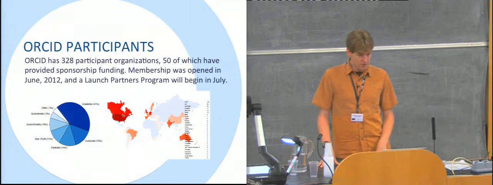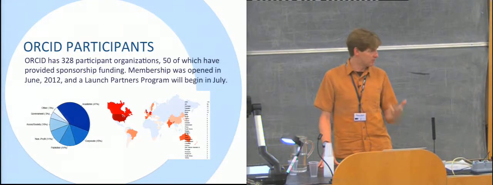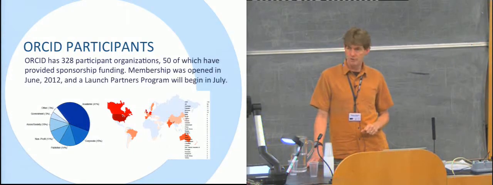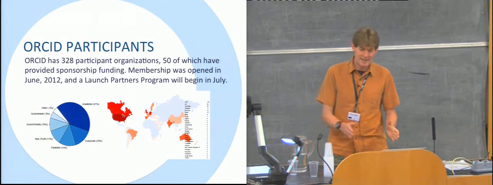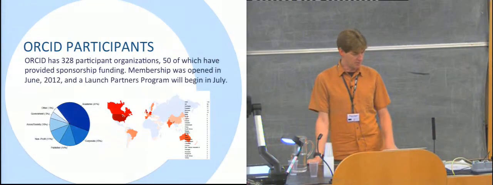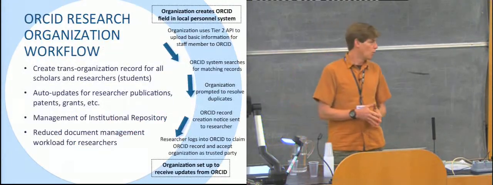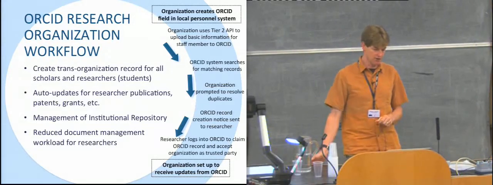There are more than 300 organizations so far that have signed up as ORCID participants, and 50 of those have provided funding which has helped ORCID get going. We also have a significant amount of loan funding from organizations to help ORCID get started, put in place a business model, and become sustainable. Membership is from all over the world. Now I'll go through a few workflows of how an ORCID might be used for different stakeholders, in different contexts.